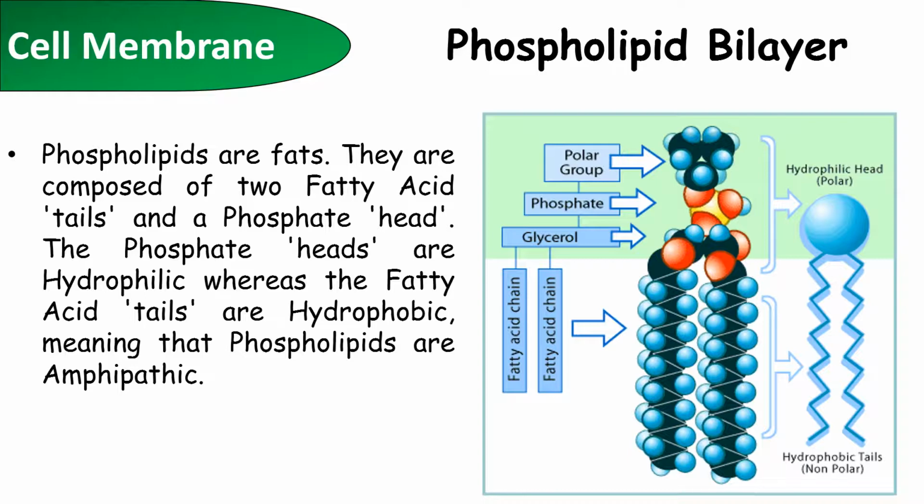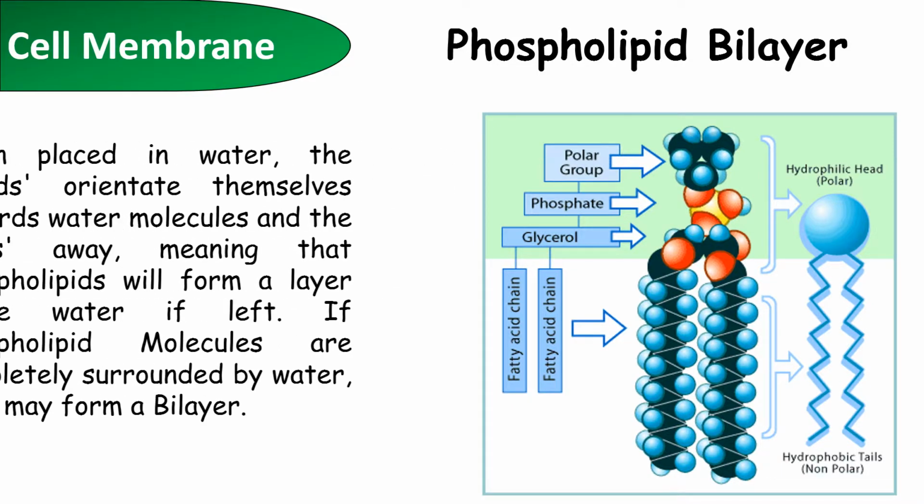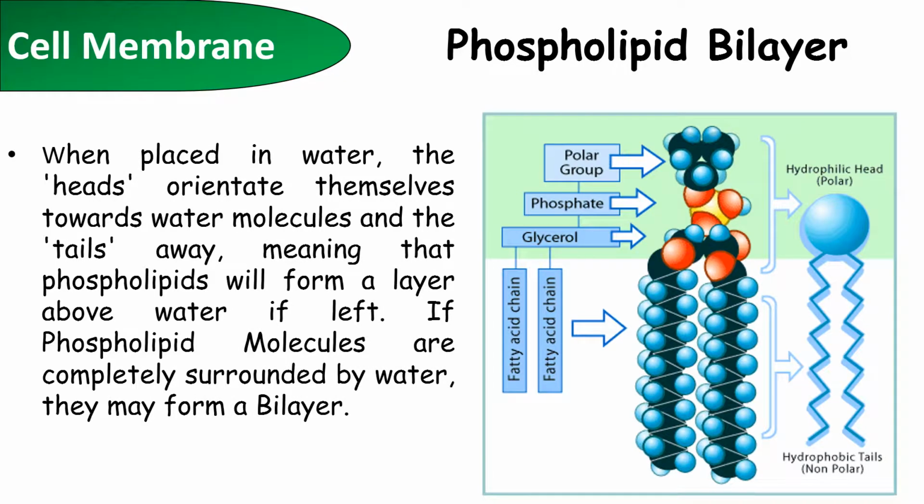The phosphate heads are hydrophilic, whereas the fatty acid tails are hydrophobic, meaning that phospholipids are drawn to water at one end and drawn away from water at the other. When placed in water, the heads orientate themselves towards the water molecules and the tails away, meaning that the phospholipids will form a layer above the water if left.